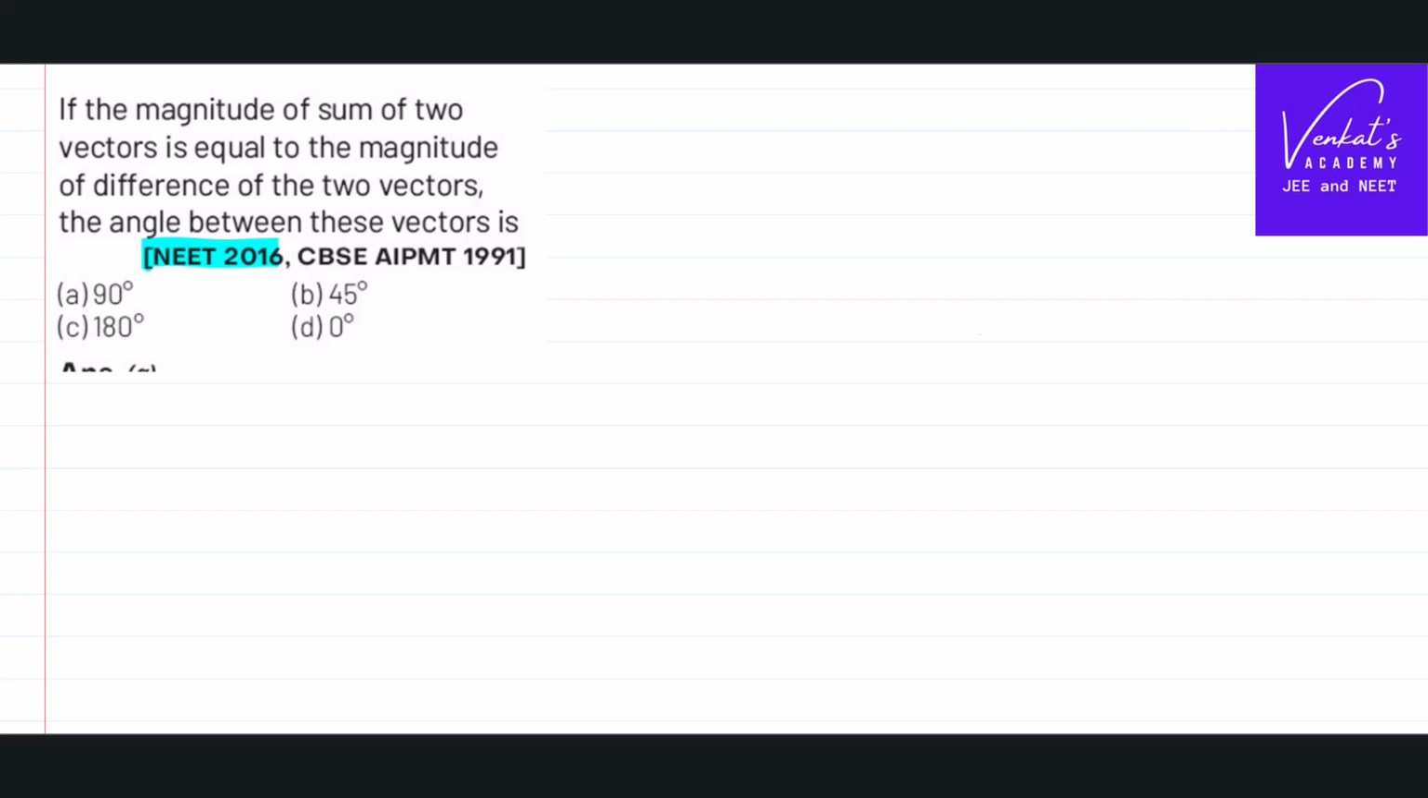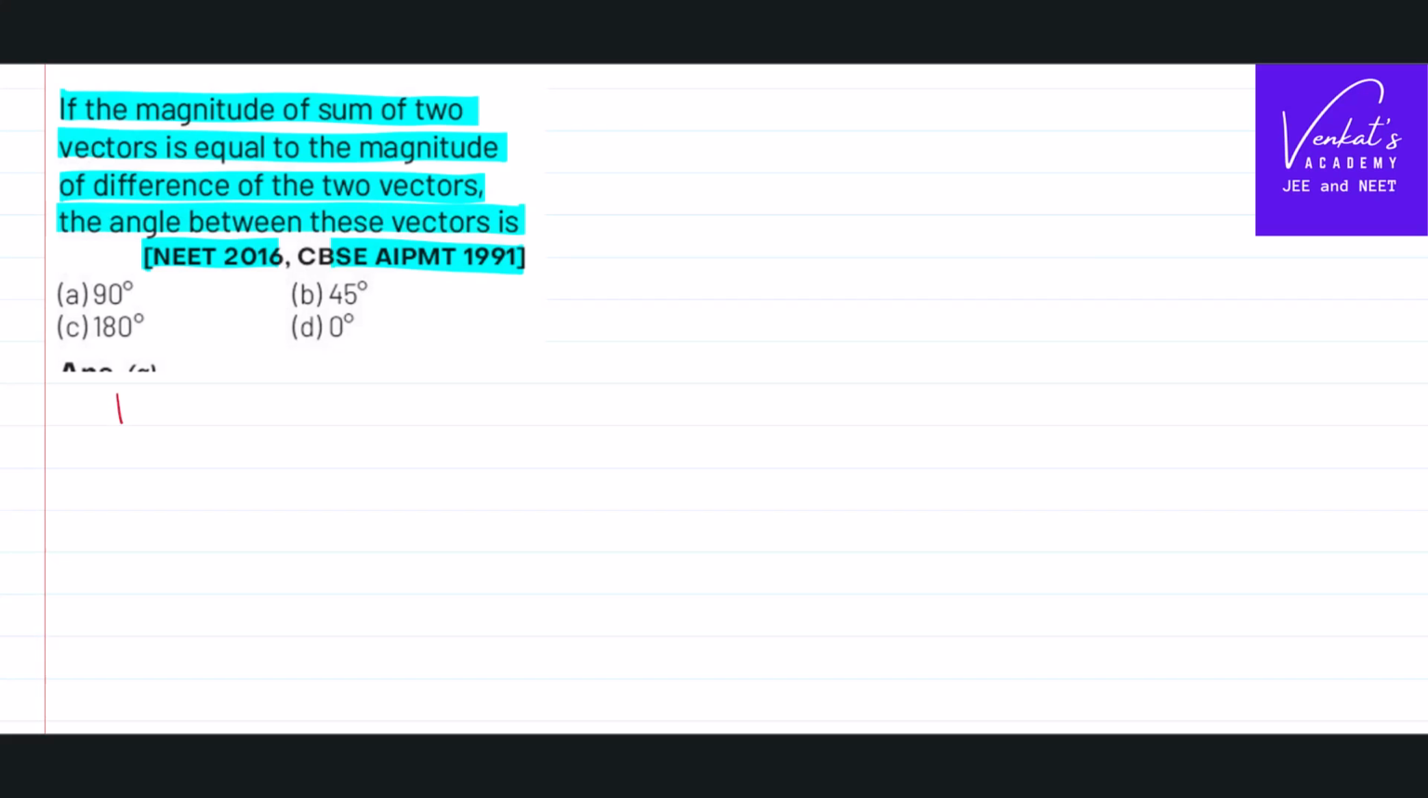It's a NEET 2016 question and an earlier PMT question too. It's a simple question from vectors, that's in two-dimensional motion. The question is like this: if the magnitude of the sum of two vectors is the magnitude of the difference of two vectors, what is the angle between the two vectors?